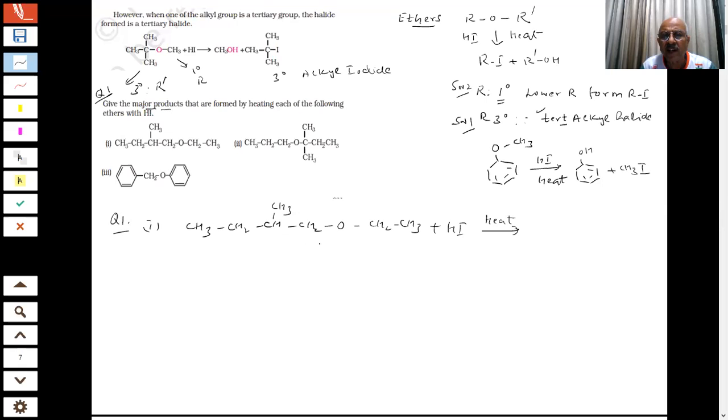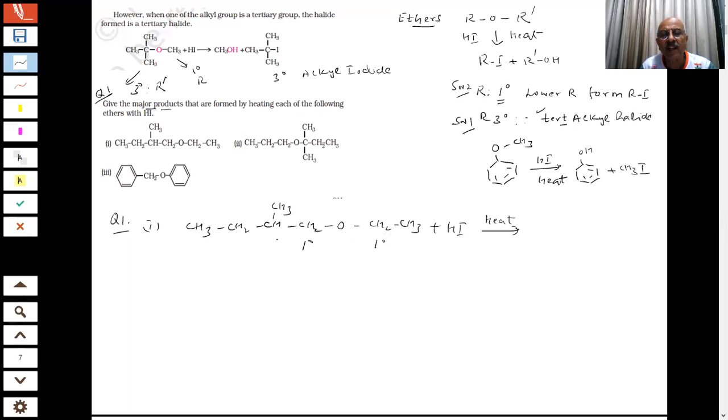How is it 3 degree? Sir, which one, sir? This one. Where is the 3 degree? Oh, sir, this is 1 degree. This is also 1 degree. Then which alkyl halide will be formed? I told you what we have written. Which is lower, this one or this one?